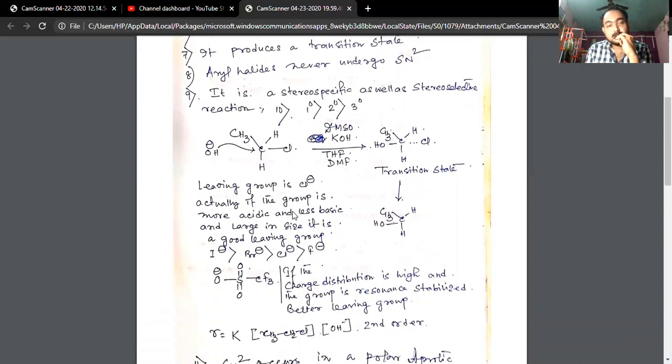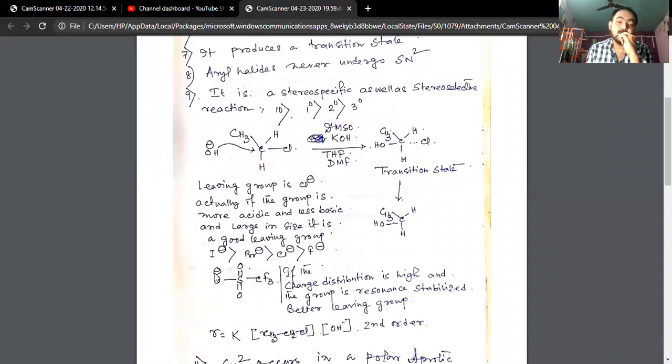Now see, there are some other criteria for leaving groups which are very important. You can see here, if the charge distribution is high and the group is resonance stabilized, then the leaving group will be better. You can see here, this is a very, very good leaving group. This is also known as triflate. Triflate means trifluoromethyl sulfonate. If it is CH3 then it is methyl, but here the hydrogens are substituted by fluorine. That's why it is known as trifluoromethyl. This is known as sulfonate. The trifluoromethyl sulfonate group is present.